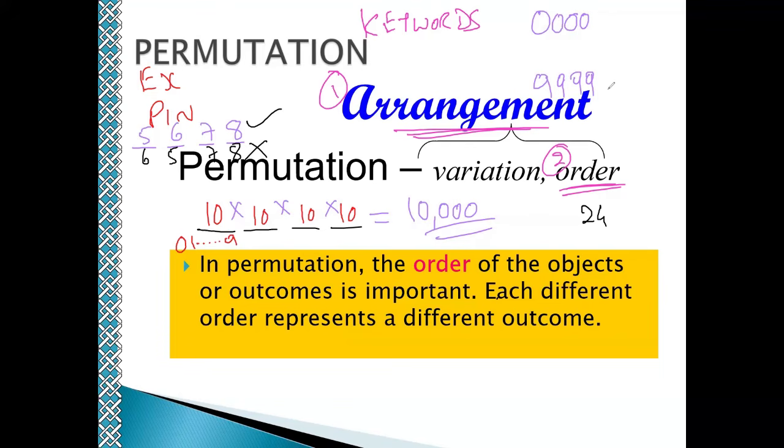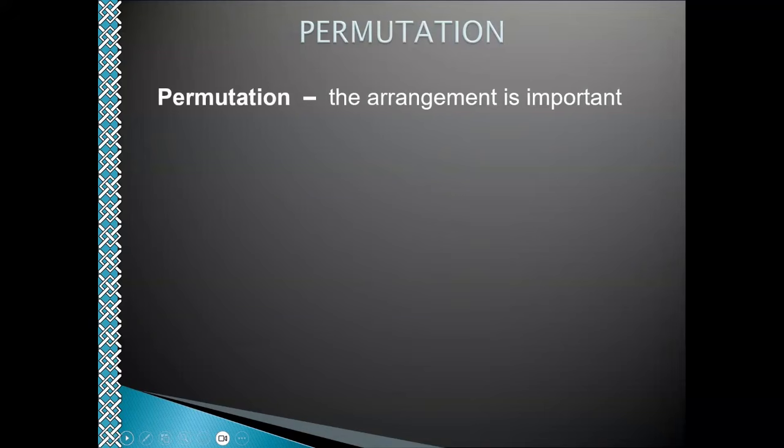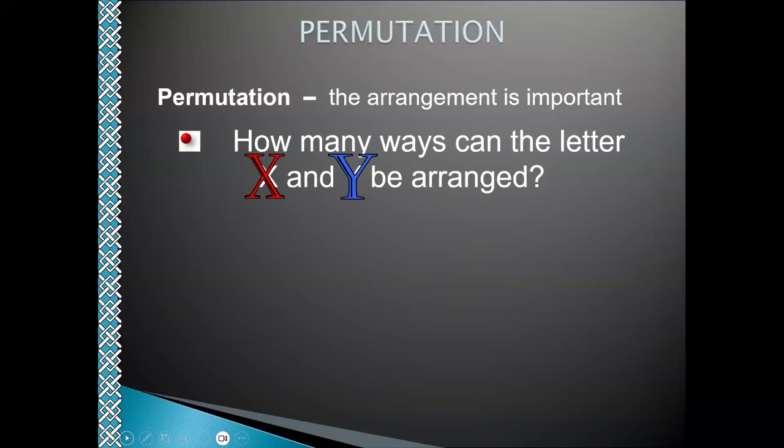10,000 pins are available for you to select and you have selected one pin. Able to understand? Okay, so let's move forward. Wherever the order of the objects is important, it becomes a permutation. The arrangement is important, order is important.